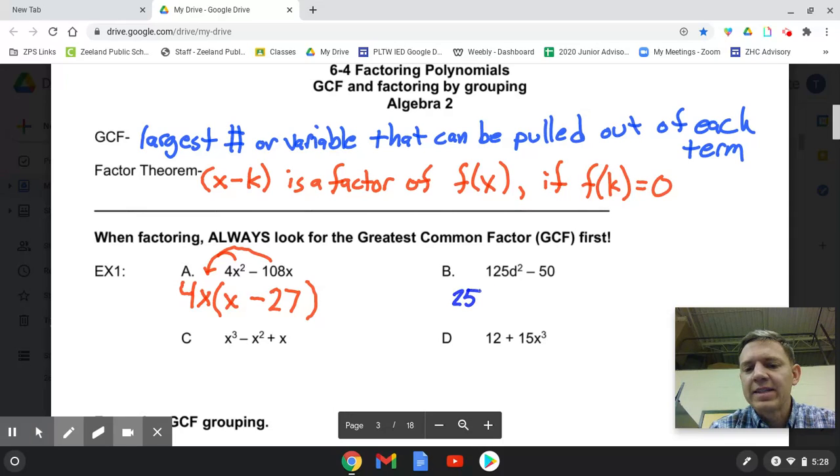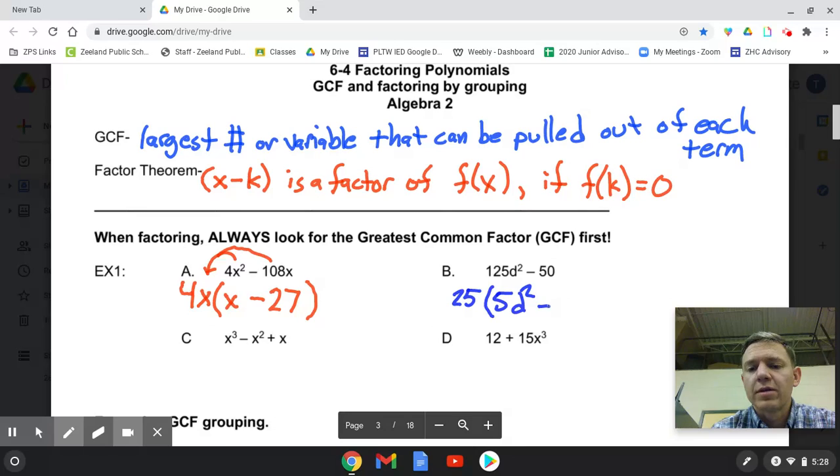I can't take a d out of both because the first one has d squared. The second one doesn't have a d at all. It's just 50. So that d is not part of the greatest common factor this time. So if I take 25 out of the first term, I'm left with 125 divided by 25, which is 5d squared. Take 25 out of the second term.